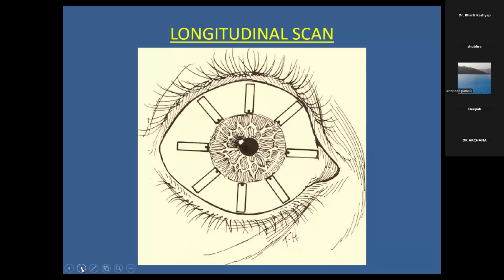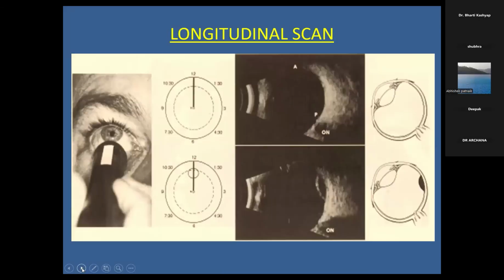So as you can see, the orientation of the probe in this kind of scan is perpendicular to the limbus. Accordingly, we can imagine the rays passing inside and coming out, and we can try to locate the pathology of the disease in the retina or the vitreous cavity. Here, as I mentioned, in the longitudinal scan, the probe has been placed over the eyeball, and the marker on the probe is perpendicular to the limbus.